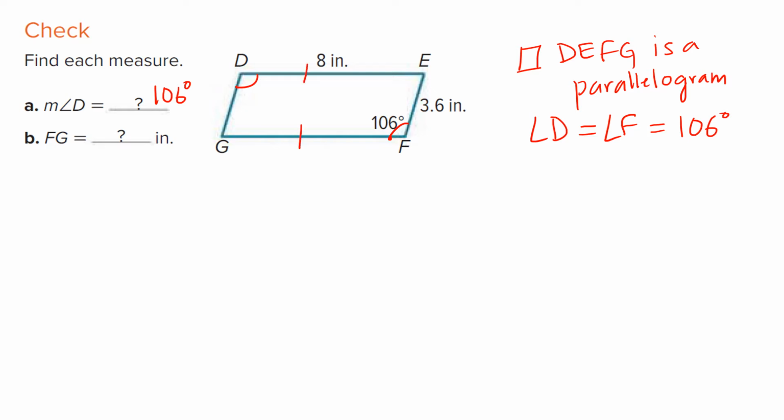Both are equal. So this is also going to be 8 inches. So the answer here is 8. If I may ask you another question, how much is DG? What will be your answer? Yes, you are correct. 3.6 is the correct answer, 3.6 inches, because that is going to be equal to EF, the opposite side of the parallelogram.